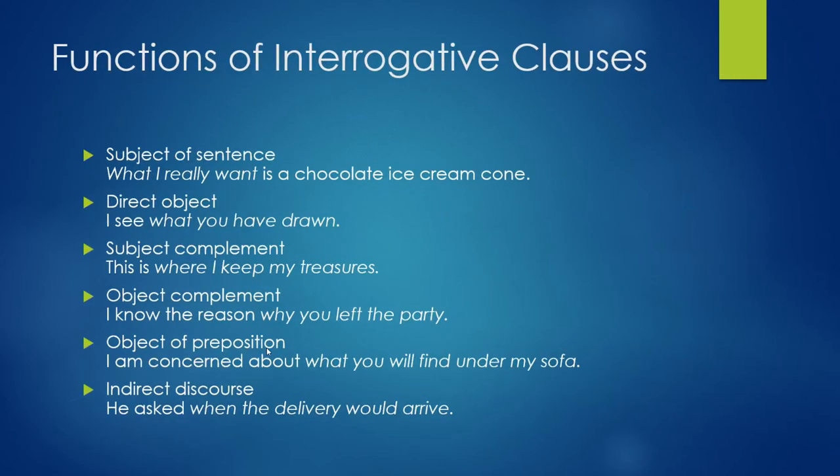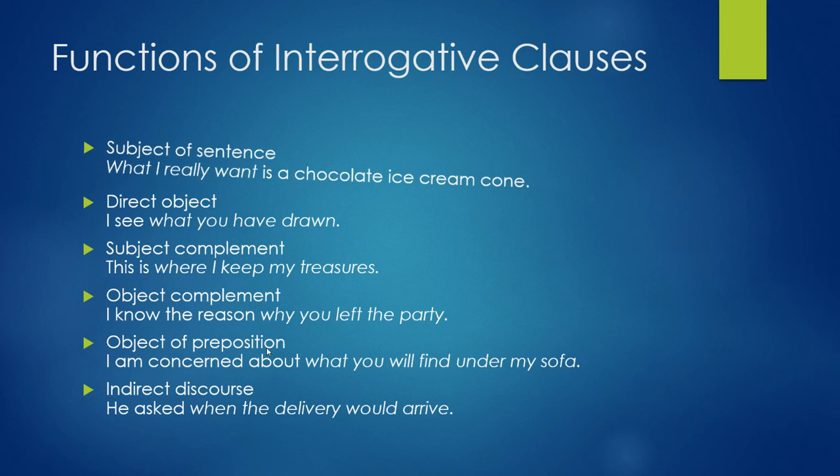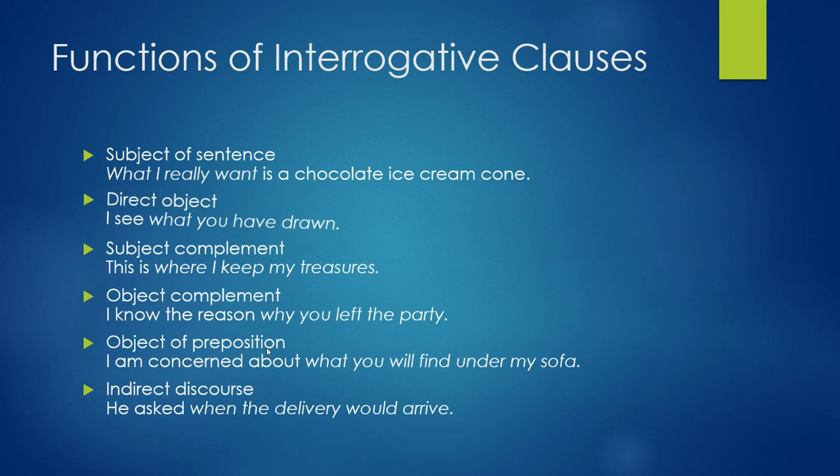So interrogative clauses, like nominal clauses, can function about anywhere you could put a noun. There's one where it's the subject of a sentence. What I really want is a chocolate ice cream cone. Here's one where it's a direct object. I see what you have drawn. Here's one in a type 4. This is where I kept my treasures. And by the way, the relative interrogative can be any of the why, where, how, when, any of those words.